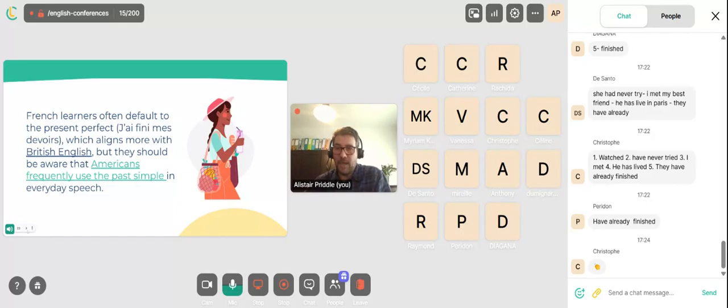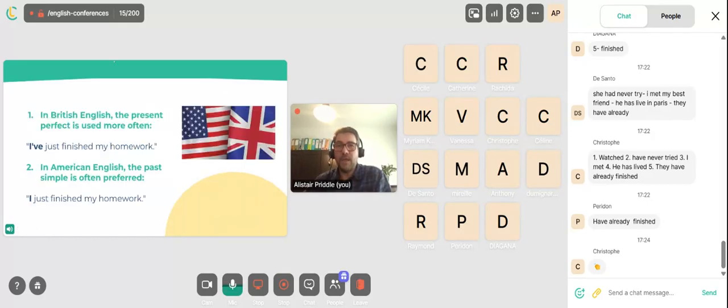Aha, okay, what does this mean? So in British English, the present perfect is used more often. I've just finished my homework. Okay. However, number 2, in American English, the past simple is often preferred. I just finished my homework. So we need to be aware of these two subtle differences.